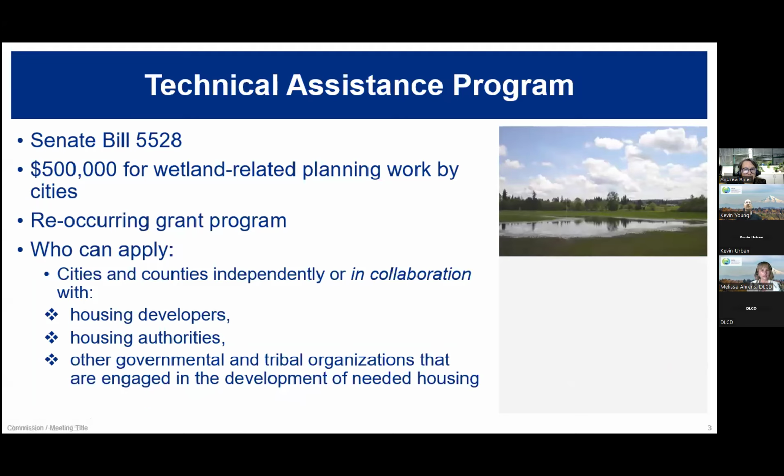This grant program was established by Senate Bill 5528 and allocates $500,000 for wetland planning work that facilitates housing development. We're excited that this program will be recurring to provide additional rounds of support for local government partners. Cities and counties would be the main applicants for this grant program. However, they could choose to collaborate with the entities listed on the slide who may have specific local expertise and on-the-ground knowledge that can support housing development in the wetland planning context.